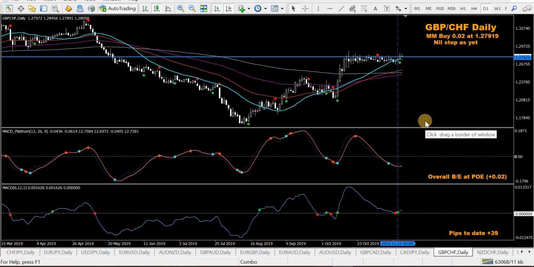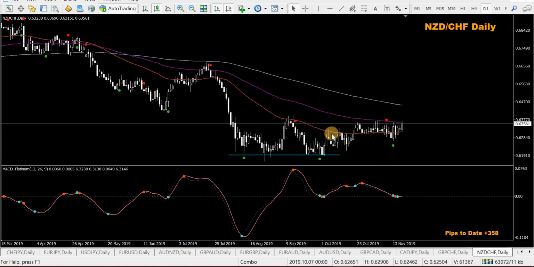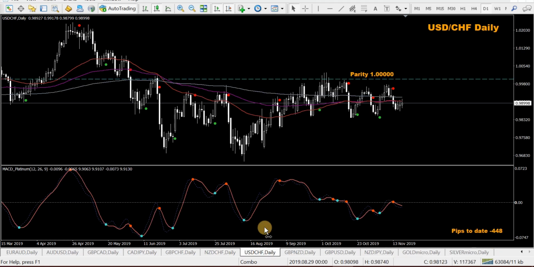So that's the pound Swiss. No high probability trades there. New Zealand Swiss, another crappy sideways, nothing to get excited about. Trends down, MAs are flattening, let's keep on tracking. USD, Swiss franc, something a little bit different.